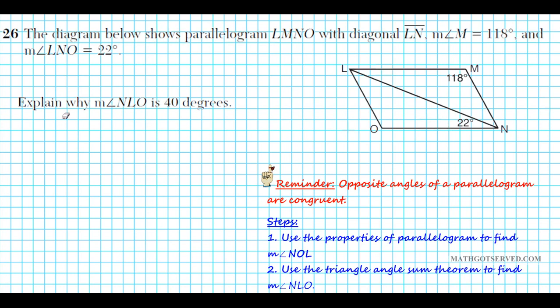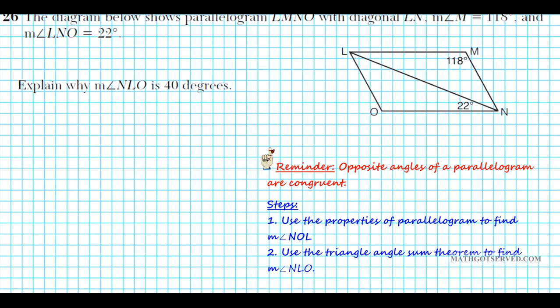Now, one thing you want to remember is that opposite angles of a parallelogram are congruent. Okay, so let me show that to you visually. This angle right here is congruent to that angle, and angle M, guess what? Angle M is congruent to angle O. All right. Steps are as follows.